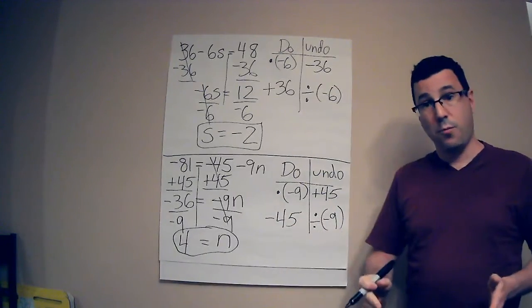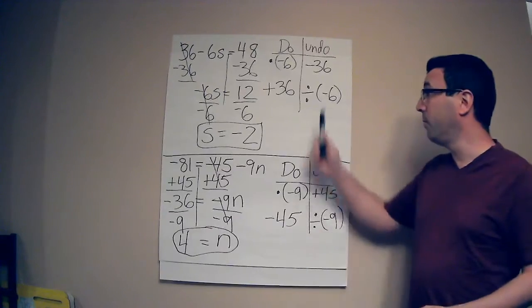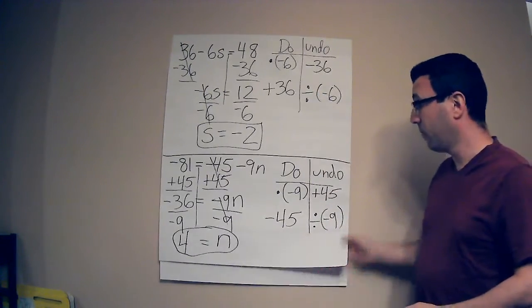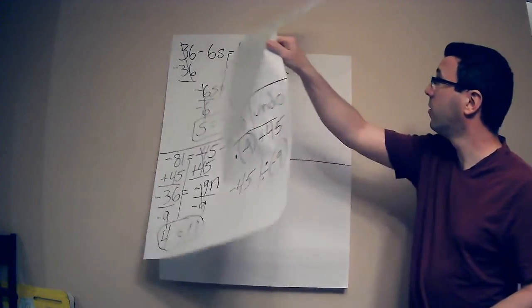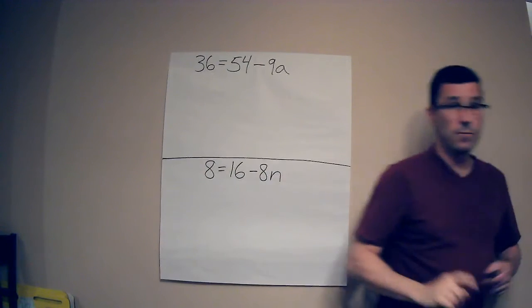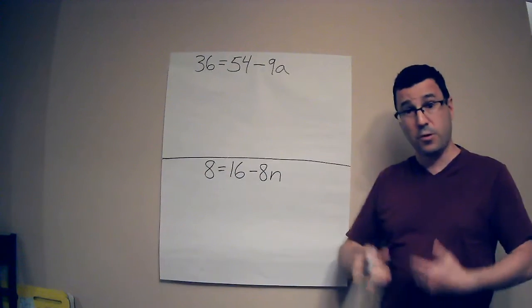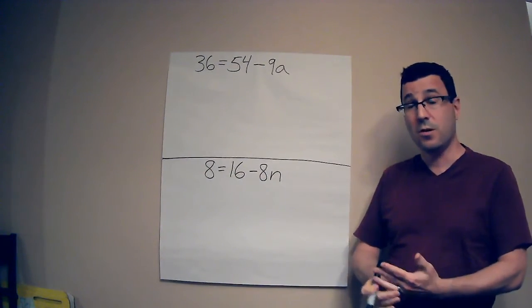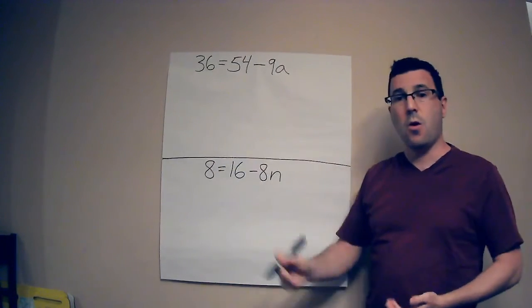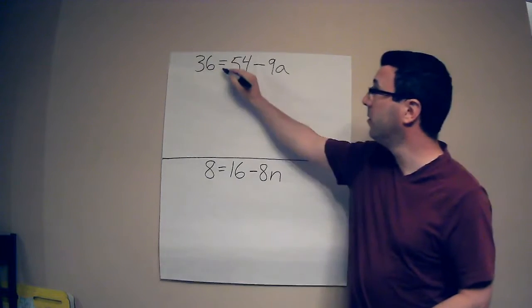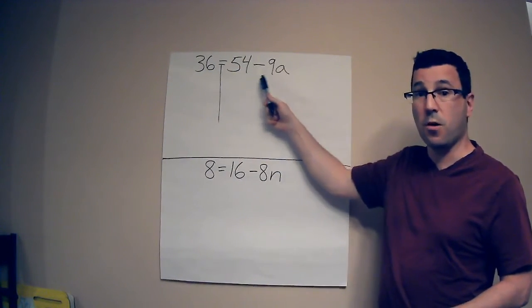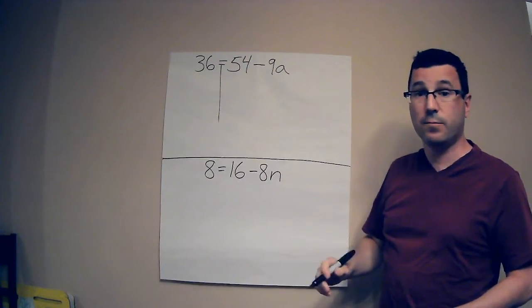So I have two more problems we're going to do. But this time, I'm not going to use the do-undo chart, because you don't have to use it every time. Okay? If you use it when you're first starting this, it helps you to keep things in order. But after a while, you should be able to look at a problem like this and know how to start off. 36 equals 54 minus 9a.